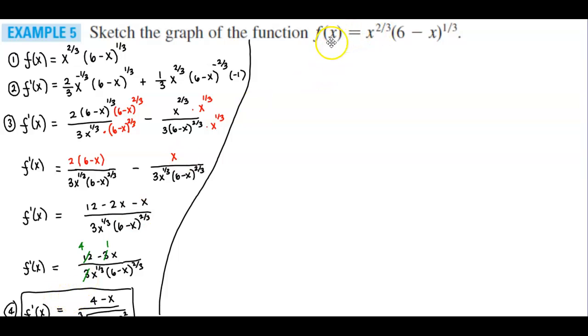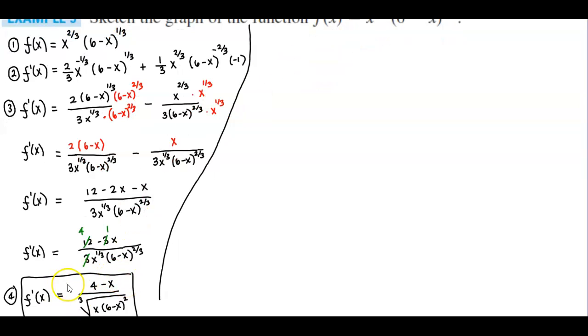Okay, so here we want to find the second derivative of this function. So we're going to take a look at step number 4. Okay, so what we're going to do is write f prime of x, which is going to equal (4 minus x) over this. Remember, this was x to the 1/3 times (6 minus x) to the 2/3.